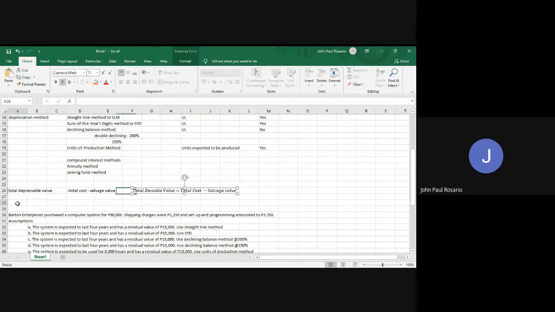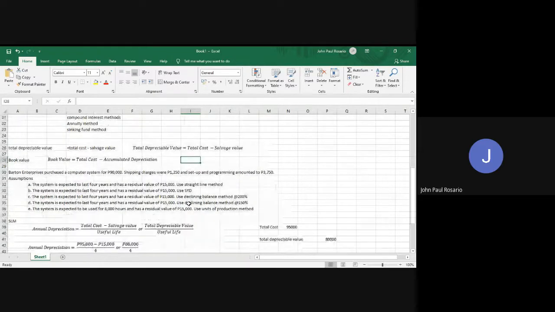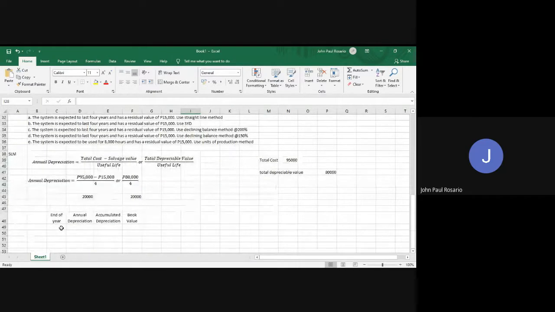While our book value is equal to total cost minus accumulated depreciation. So with that in mind, let's complete our table. So we have 4 years: 1, 2, 3, and 4.